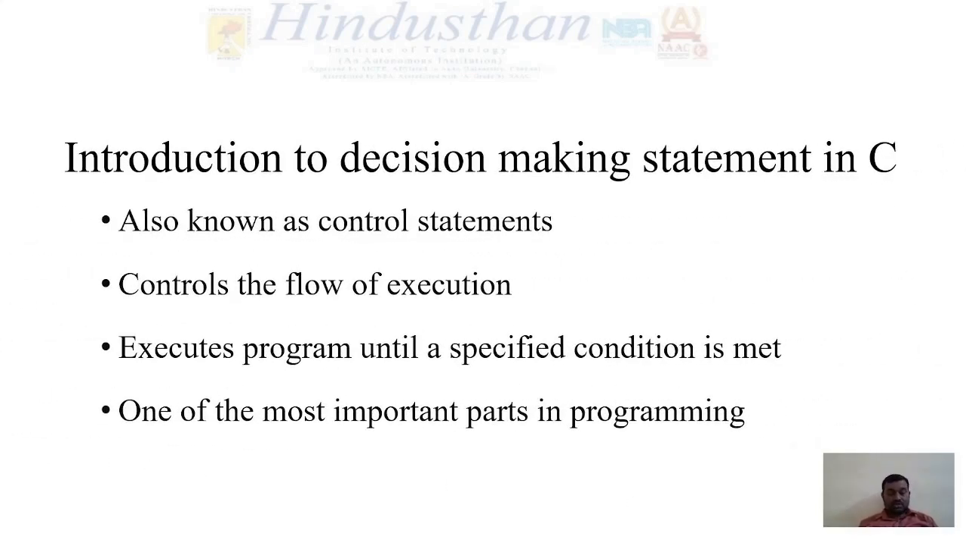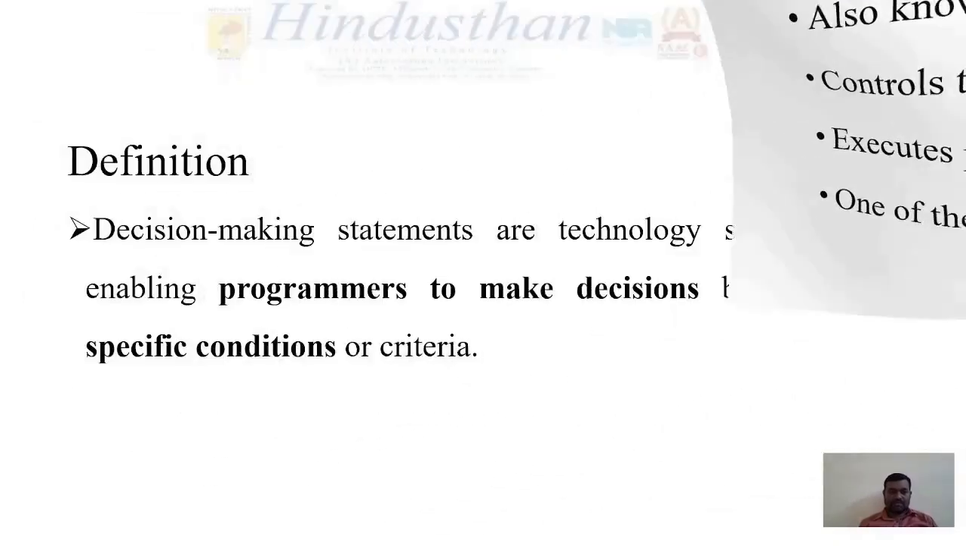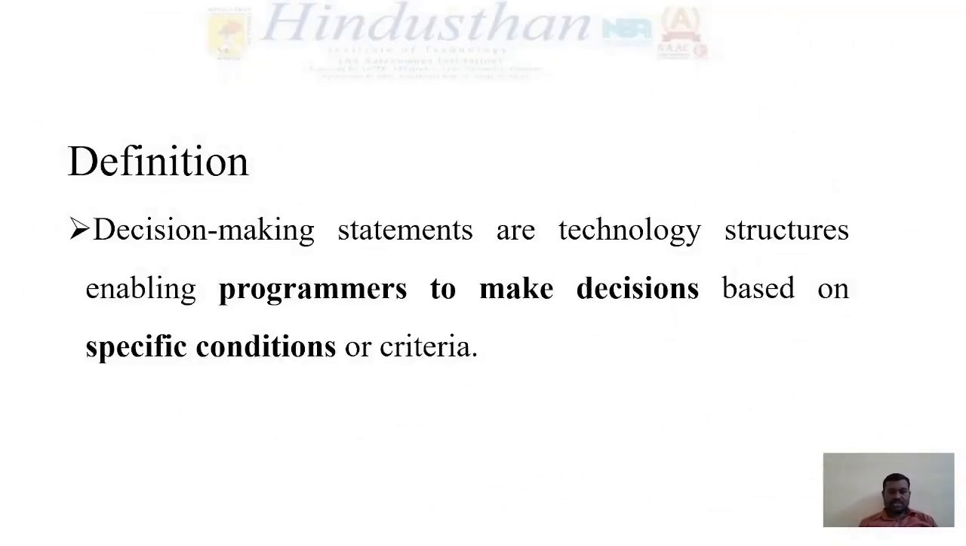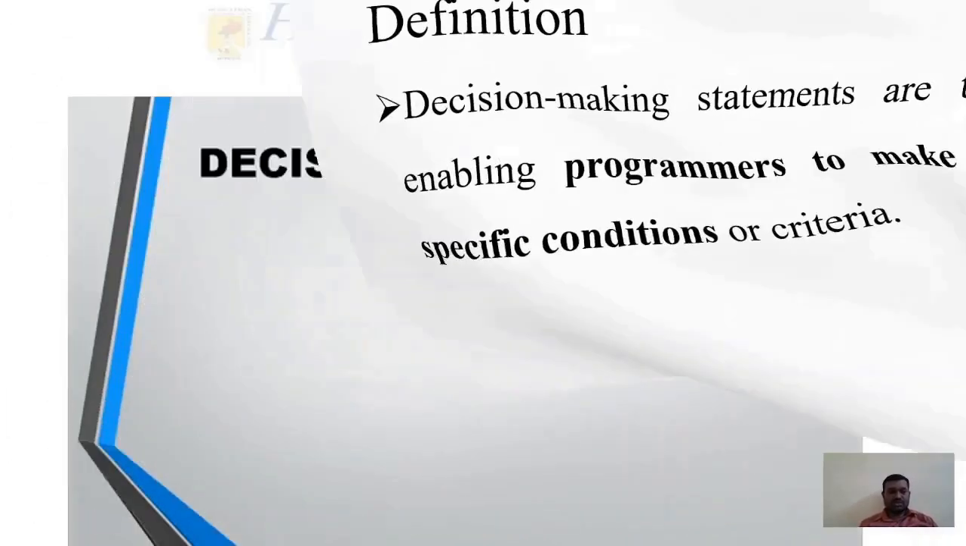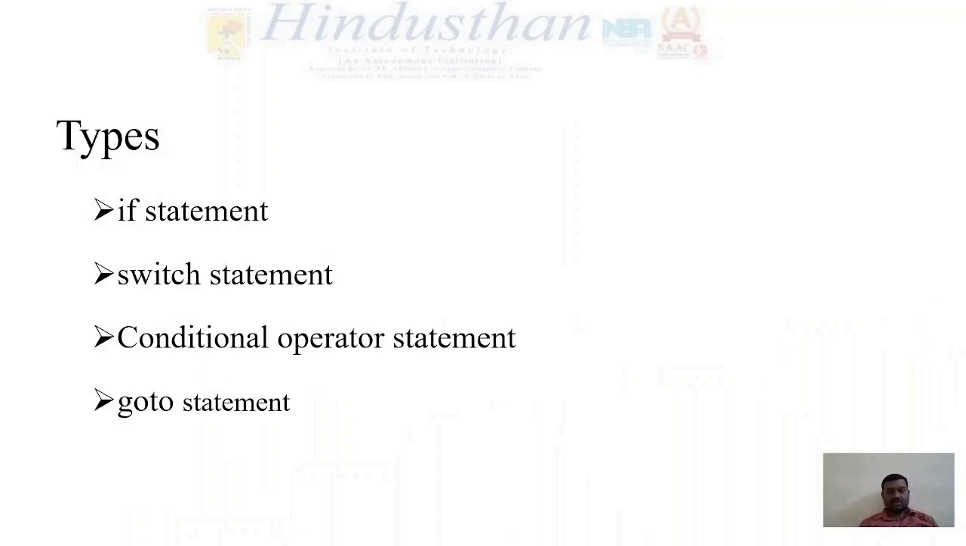It is also known as control statements, and it controls the flow of execution. It executes the program until a specified condition is met, and it is one of the important parts of programming. Definition of decision-making statements: they are structures that enable programmers to make decisions based on specific conditions or particular criteria. Decision-making statements are the if statement, switch statement, conditional operator statement, and goto statement.